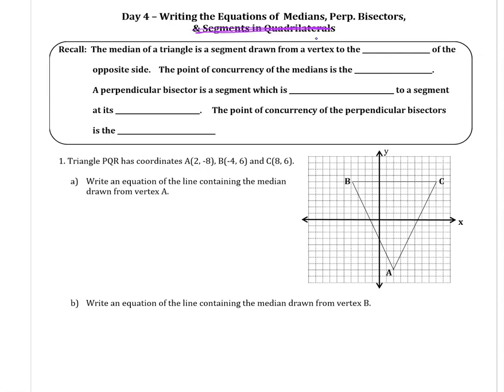This is something that we've learned about before in a triangle. The median of a triangle is a segment drawn from a vertex to the midpoint of the opposite side. The point of concurrency of the medians is called the centroid.